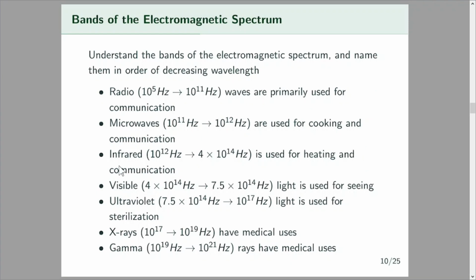So we're just going to talk about these bands for a minute. I kind of want you to know the names of these bands, and you don't need to know the frequencies relevant to them, but you should know what order they're in. This is in order of decreasing wavelength, and so you should be able to name off these bands. So the radio waves are primarily used for communication. Microwaves are used for cooking and communication. 30 years ago they were almost exclusively for cooking, but now increasingly we're using them. Cell phones and things are using the microwave frequency range.